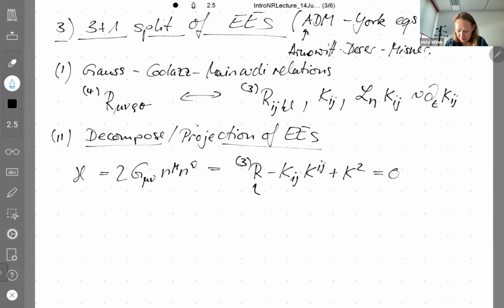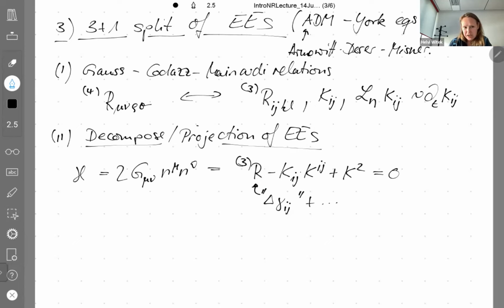Since I promised you that we will see elliptic type equations: if we were to write this out to leading order, this equation would be a Laplacian of our three-metric plus some lower order terms, if you write it in the appropriate way. This is just very schematic, what we get here.